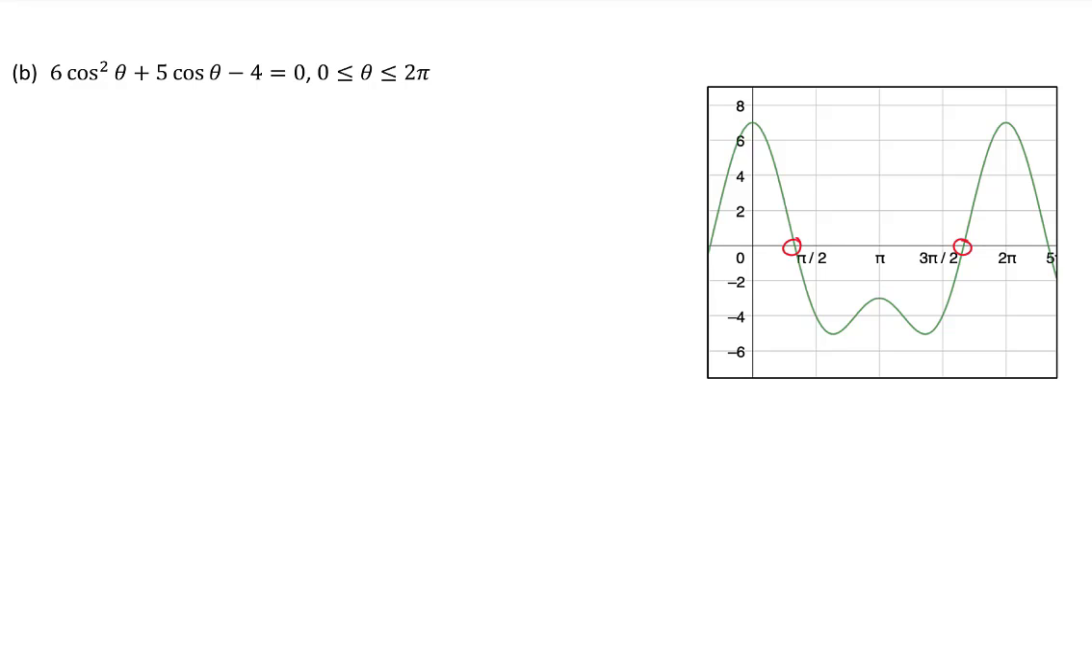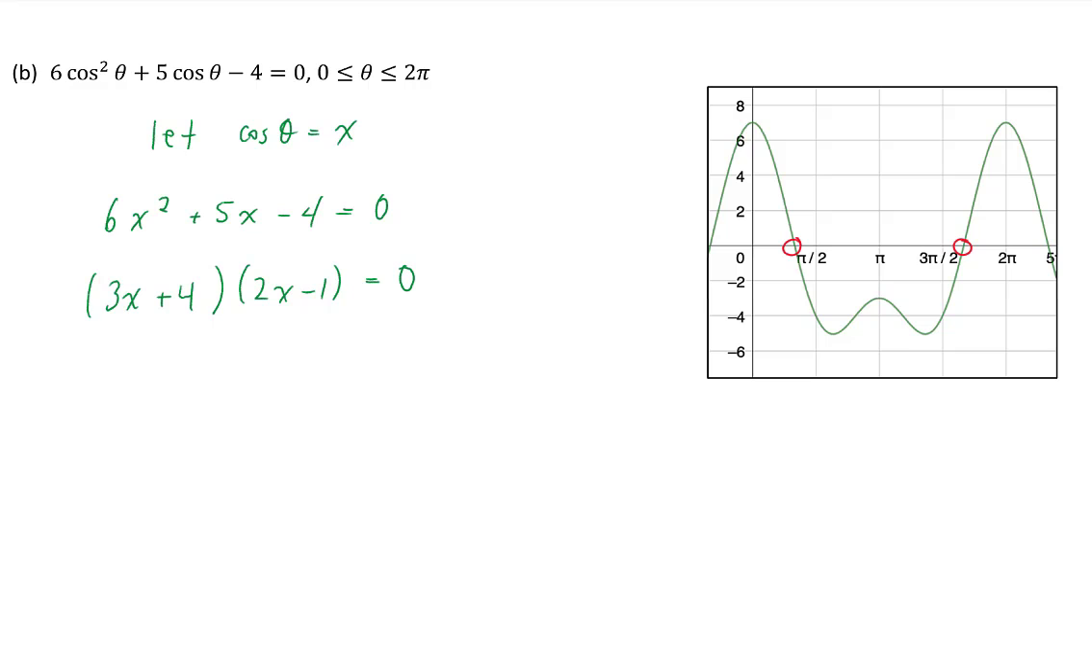First of all, we need to factor this quadratic. And why is it a quadratic? Well, let's replace the cosine theta with x. And now we clearly see that this is a quadratic equation. The next step is to try to factor this equation. Otherwise, we'll need to use the quadratic formula.